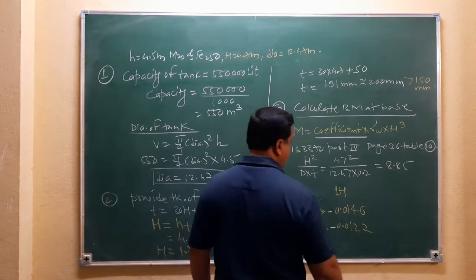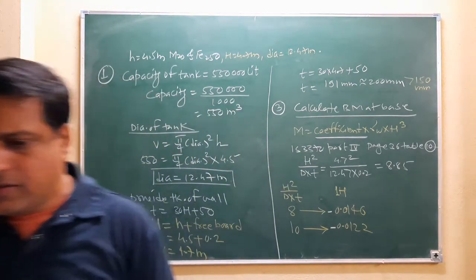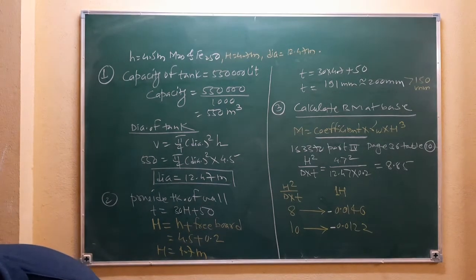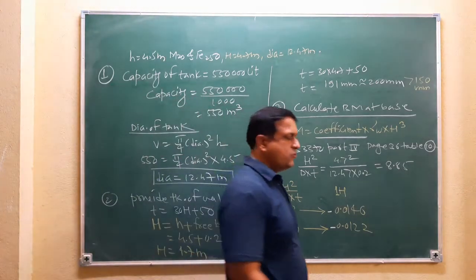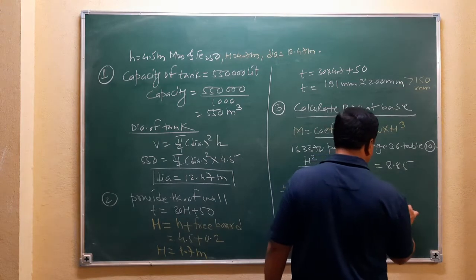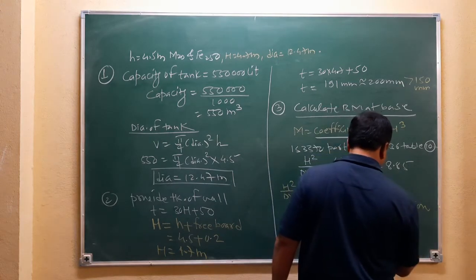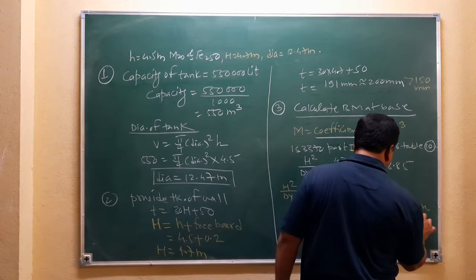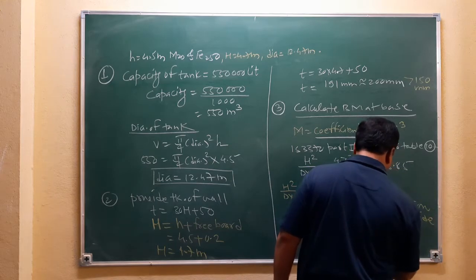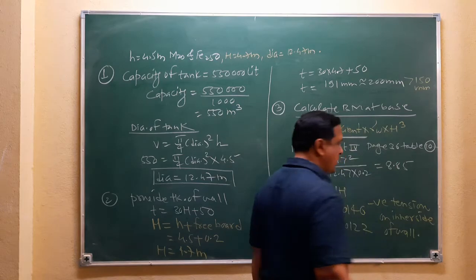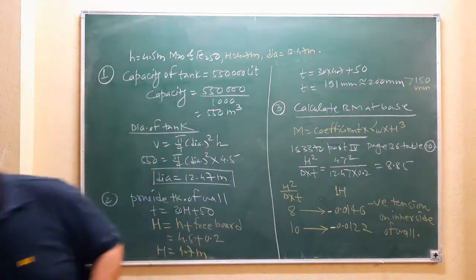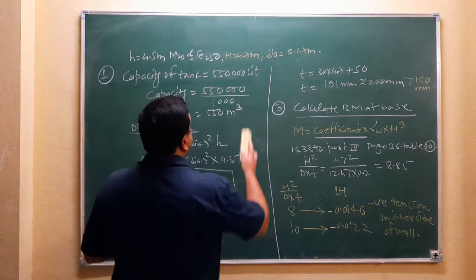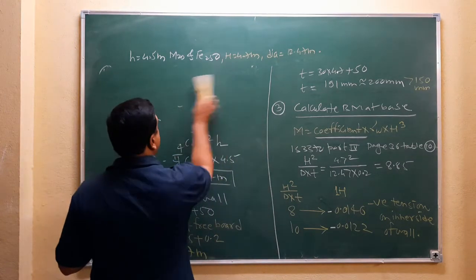What is the meaning of negative? The negative sign indicates tension on the inner side of the wall. I will tell you exactly what is the inner side and outer side when I sketch the reinforcement details. Okay, now you have to interpolate.